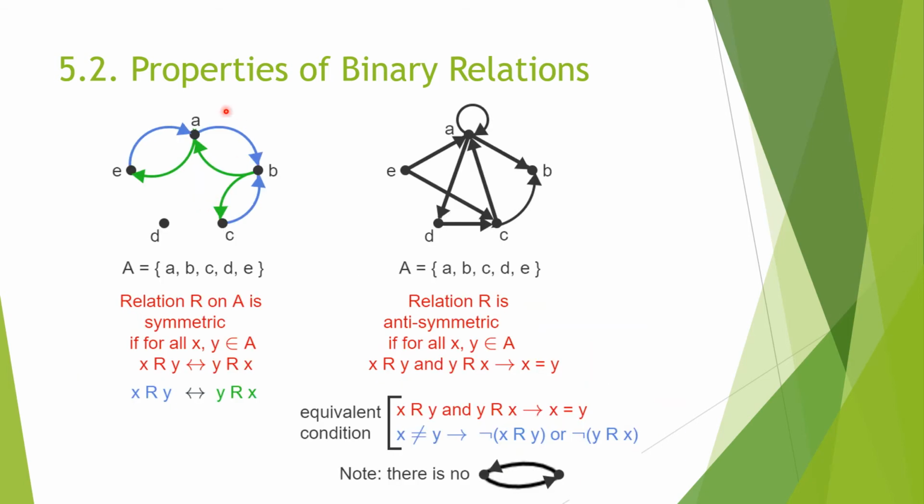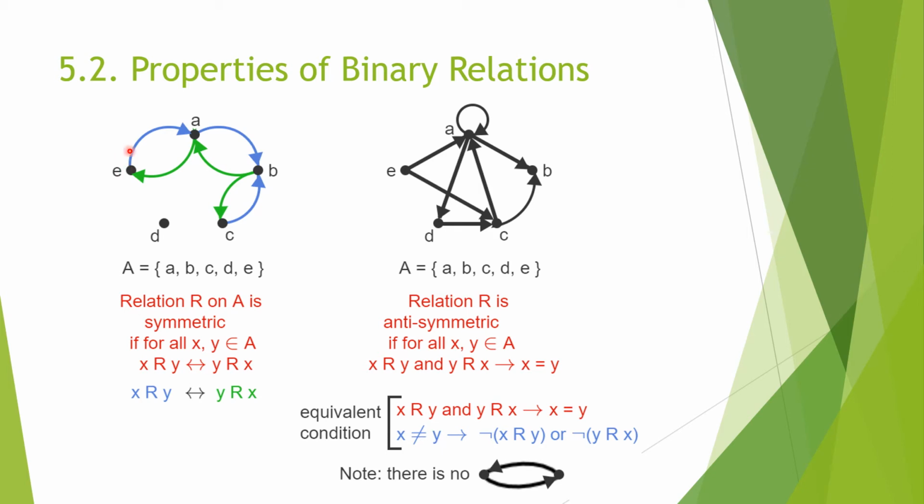Also, in this example, you see that we have a graph that is representing a symmetric relation. Why? Because for every blue arrow that you see in this graph, there's a green arrow in the opposite direction. And that means that the relation is symmetric, because for every two elements, x and y in the domain A, if x is related to y by the relation, then y is also related to x by the relation.